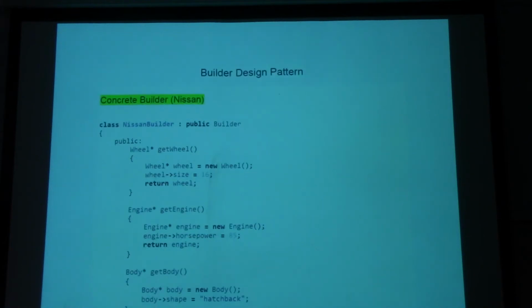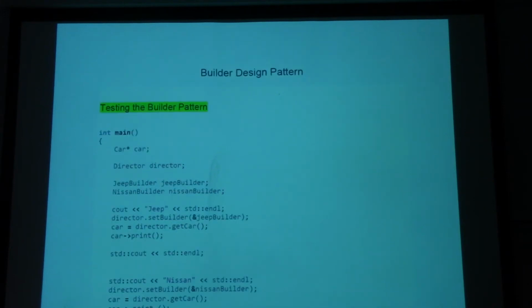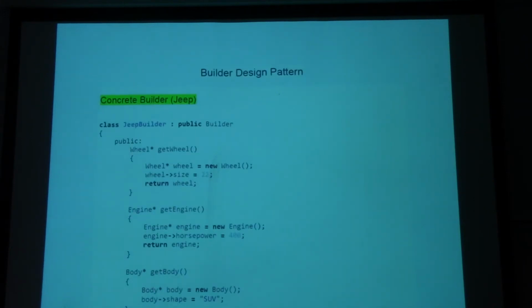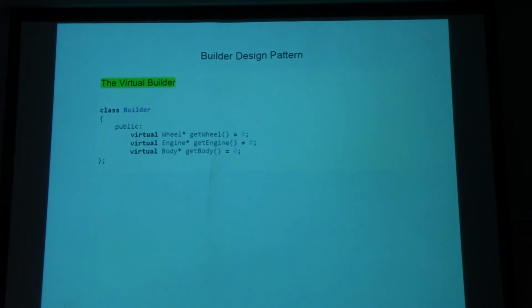Okay? And of course, we're going to have another builder, could be a Nissan builder, so maybe that's going to be a sedan or a hatchback. In this case, the wheel is going to be, again, we're going to construct the wheel, set the size to a different wheel size, return that. For the engine, again, we're going to make the engine a little bit weaker, return that. And for the body, we're going to create the body and set its shape to hatchback. So that gives us, and of course we can create more of them. So now we have two builders, and here is our virtual builder.